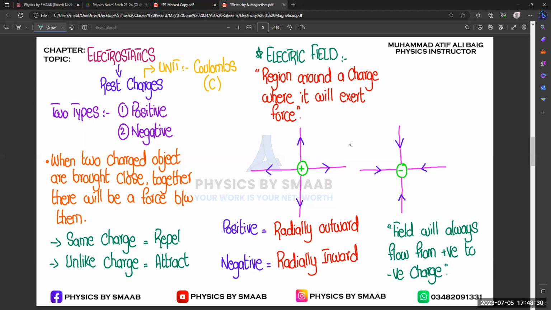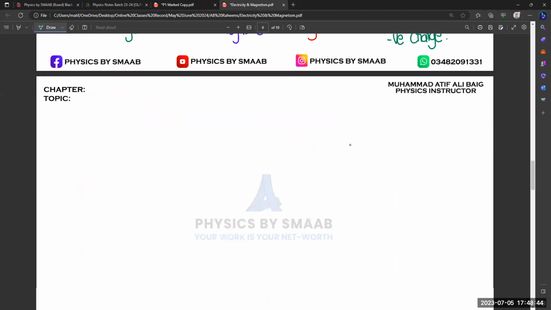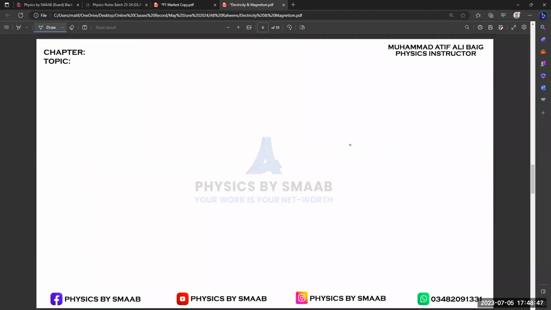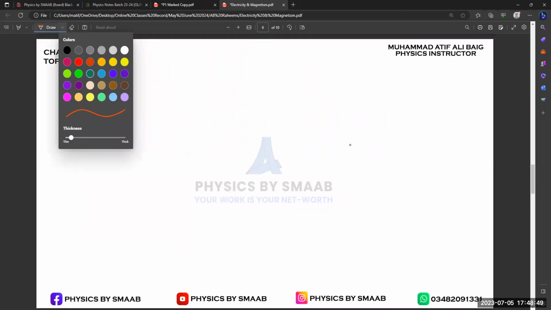When we place the same poles of the magnet, the field pattern will be different. And when we place different poles, the field pattern will be different. So the same goes for the charges, right? And before that, let's write some basic properties related to the electric field. There are some properties.